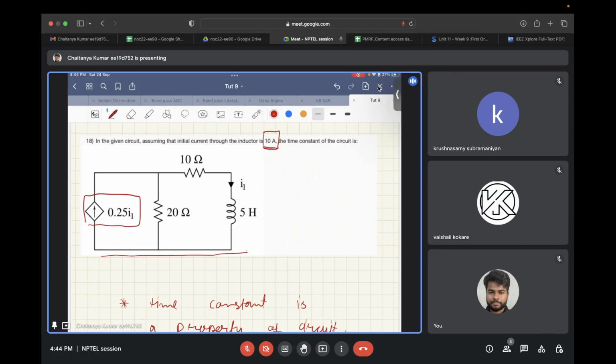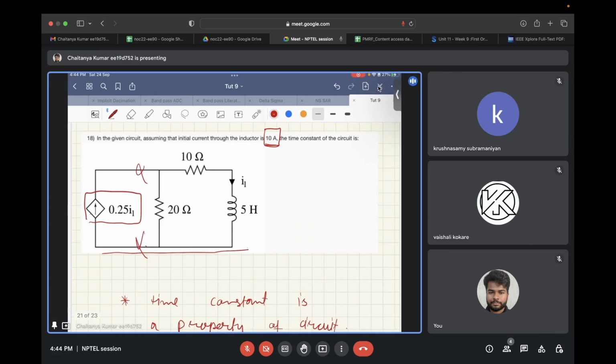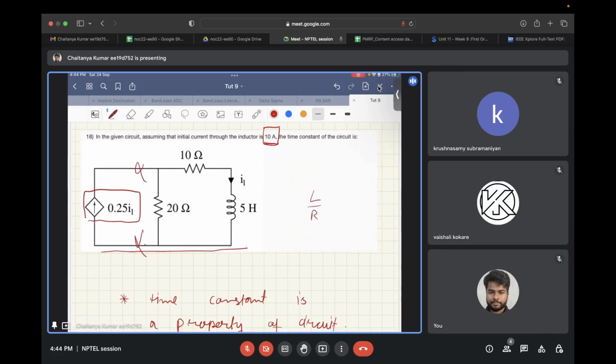So you need to take this into account while calculating the time constant. Otherwise, the mistake you would have made is that you would have removed this current source as well, and in that case your time constant would have been L by R, and R would have been 30 ohms. So that would have given you a wrong answer.